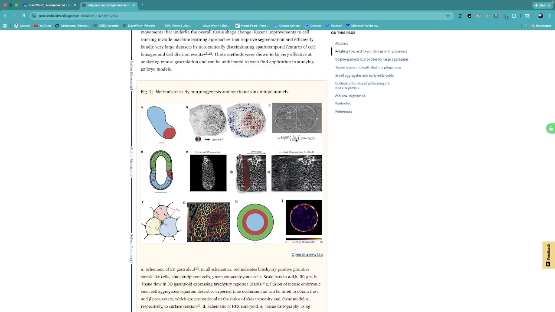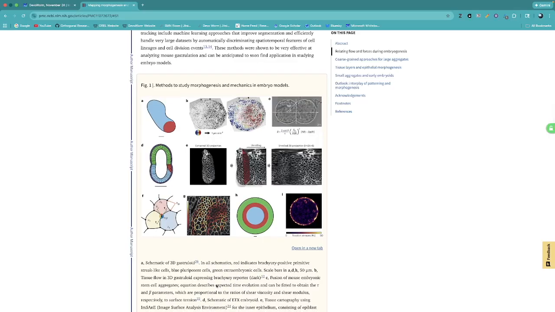The equation in C defines the expected time evolution and can be fitted to obtain the tau and beta parameters, which are proportional to the ratios of shear viscosity and shear modulus. So this is where we have this fusion of embryonic cells. We have this measurement of their time evolution in terms of how they're fusing together, and then you have these different parameters that relate to physical properties such as shear viscosity and shear modulus, respectively to surface tension.